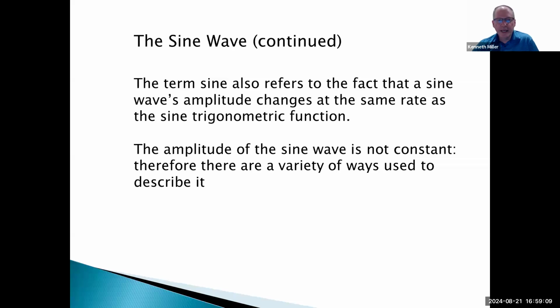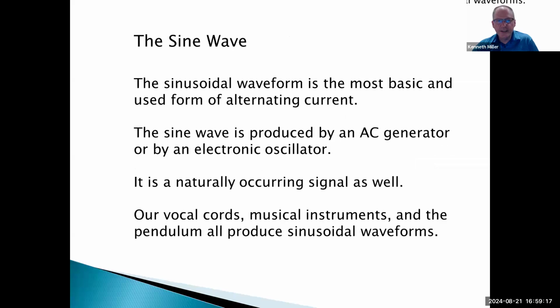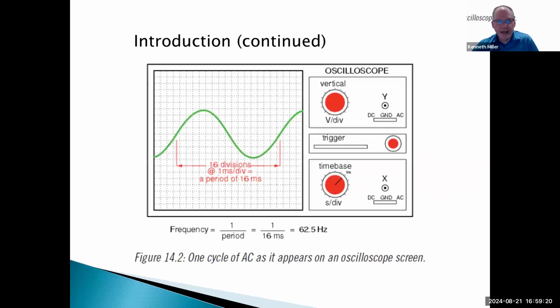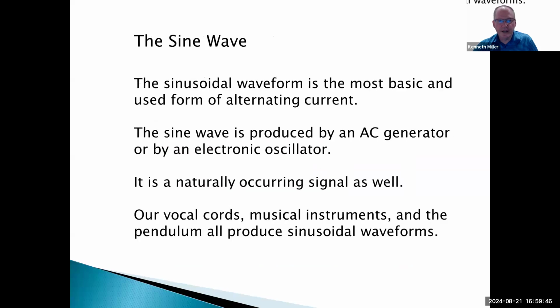All right. So the amplitude of the sine wave is not constant. Therefore, there are a variety of ways used to describe it. And we say it's not constant because the value, the voltage is changing, right? And remember, our vertical is our voltage. So it's going from 0 volts to 1.5, 2.5, 5, -5, all the way, right? It's constantly changing over time. And that's what the oscilloscope does. It shows us our voltage and time constants. So it will give us that understanding.